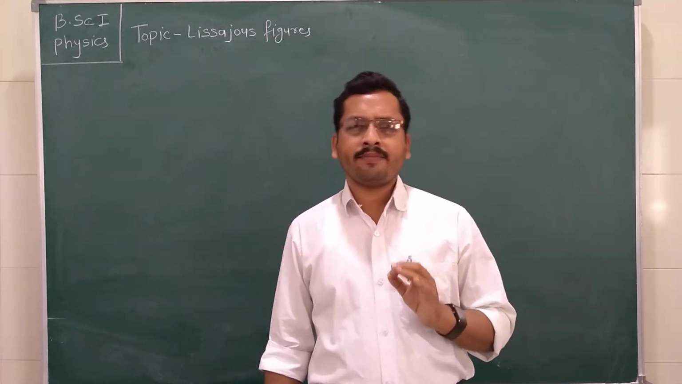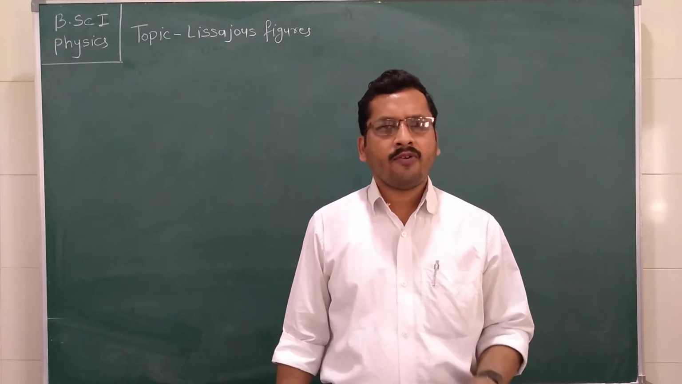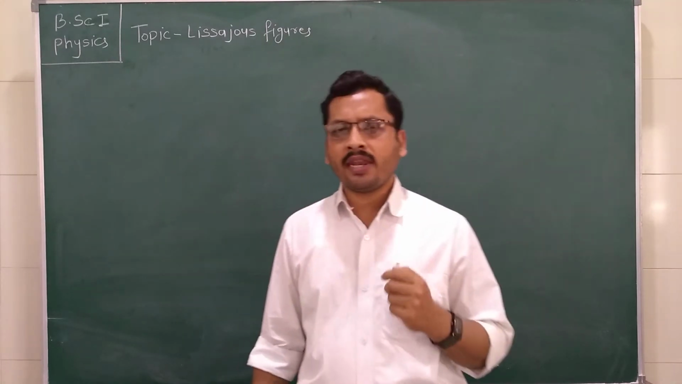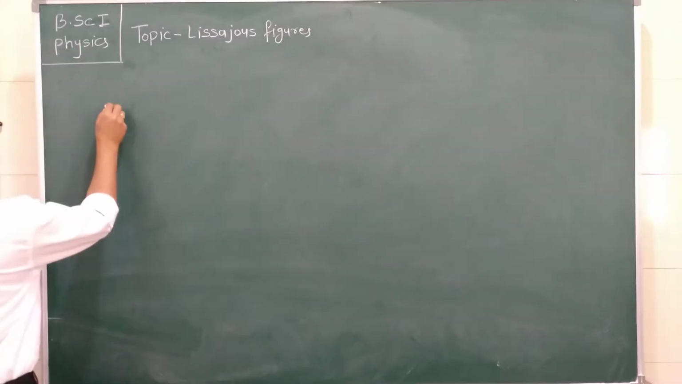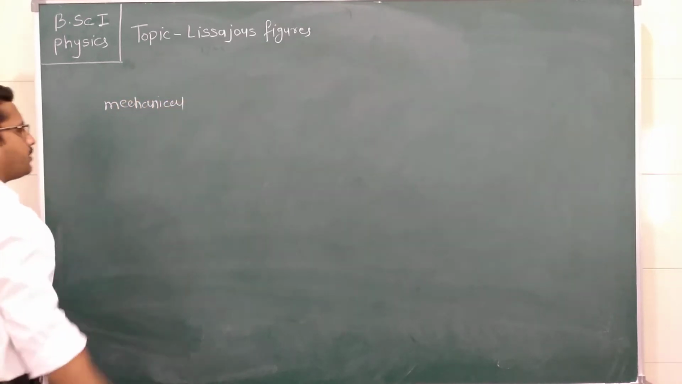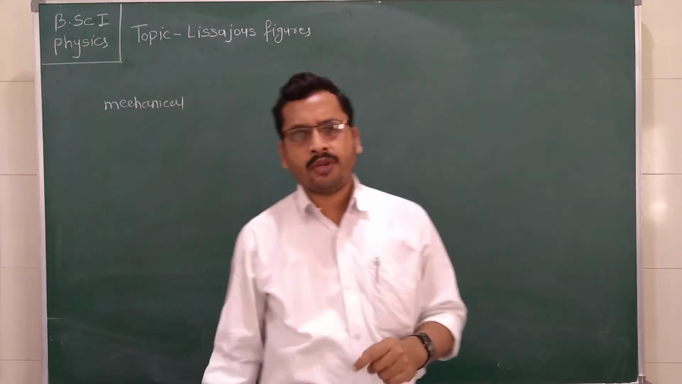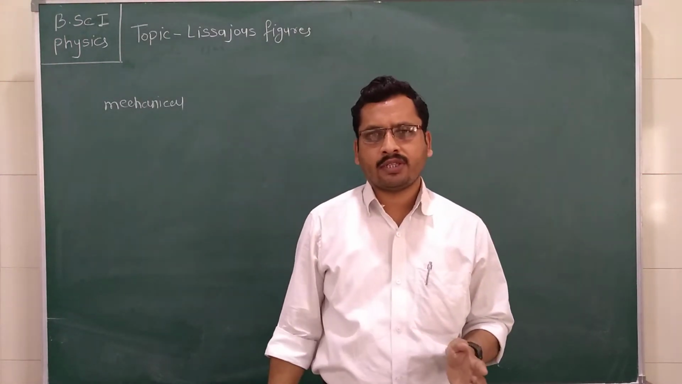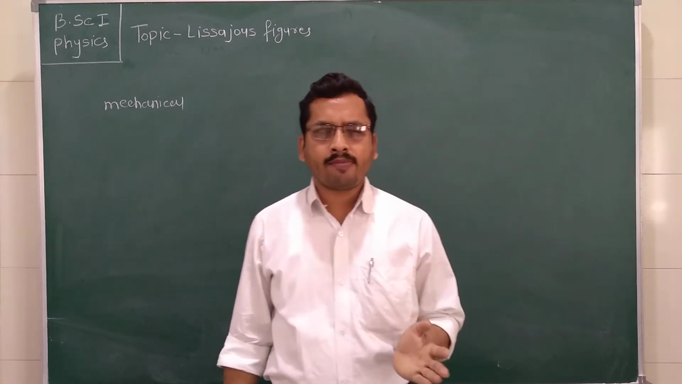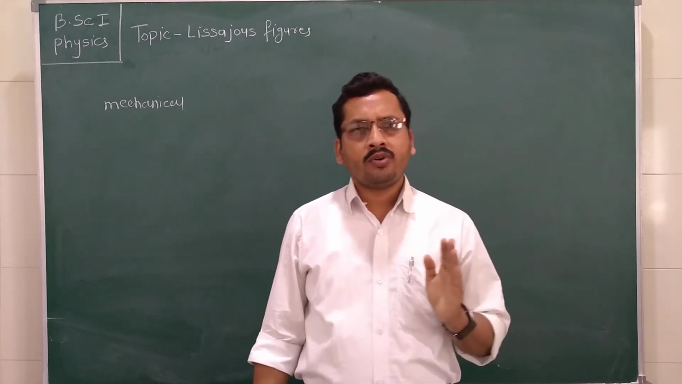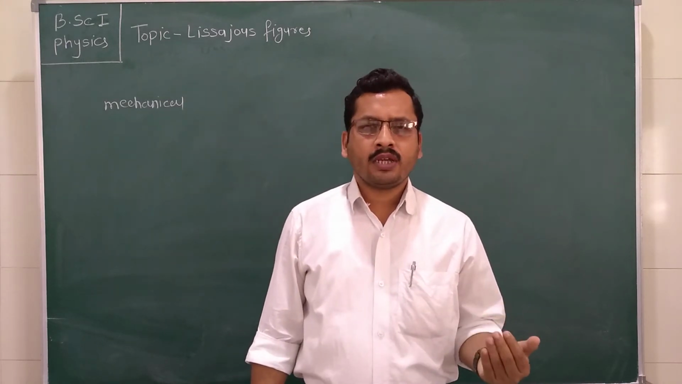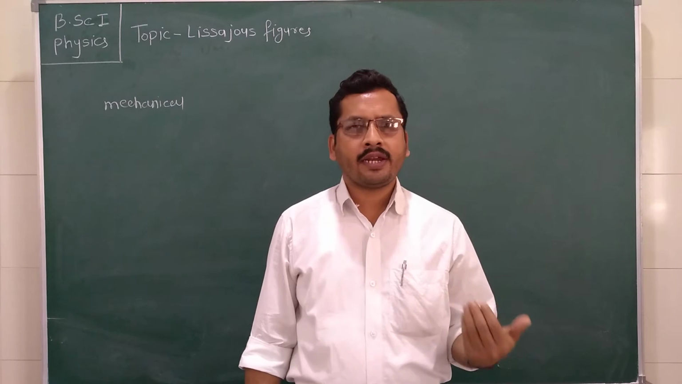Now, these two SHMs, which are going to superimpose with each other to form a Lissajous figure, may be mechanical. And how can the mechanical SHM be formed? The mechanical SHM can be formed by vibrating two tuning forks perpendicular to each other, or by AC voltage, in which two AF oscillators are used. So, the two SHMs that are going to be superimposed can be produced; they are either mechanical or electrical.